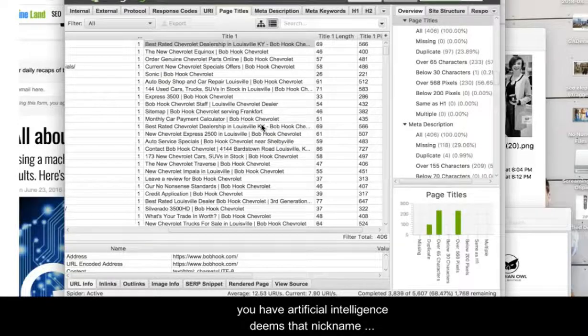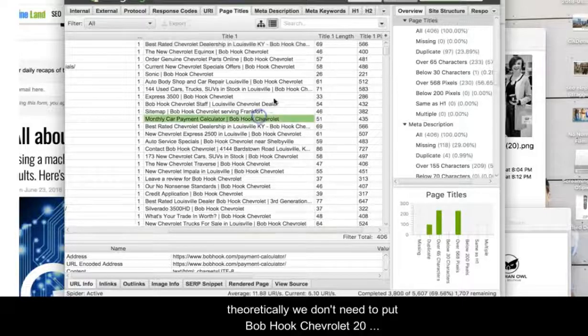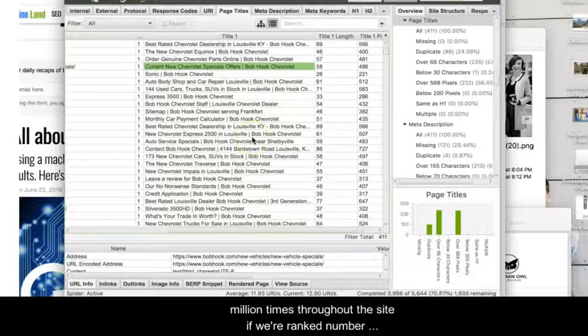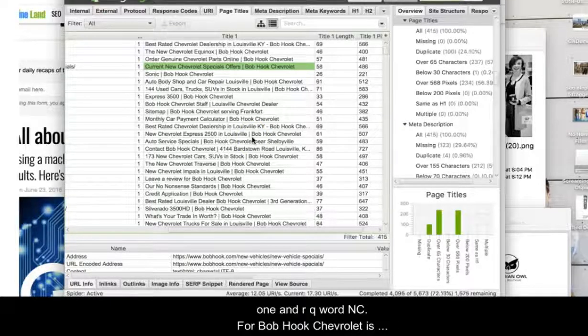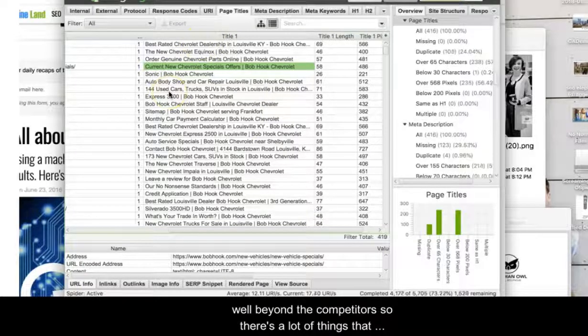And so, because you have artificial intelligence, given the nickname RankBrain by Google, within the search engines, it's so much smarter and can understand where you're located. So you don't have to put geography, Louisville, 10 times over. It understands that you're Bob Hook Chevrolet. And theoretically, we don't need to put Bob Hook Chevrolet 20 million times throughout the site if we're ranked number 1 and our keyword density for Bob Hook Chevrolet is well beyond the competitors. So there's a lot of things that Google can now do.